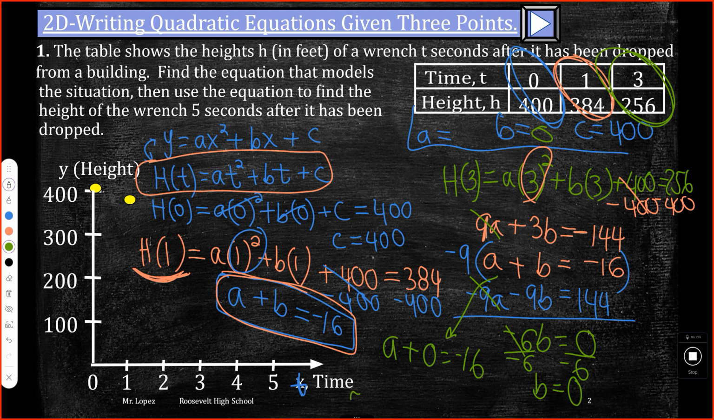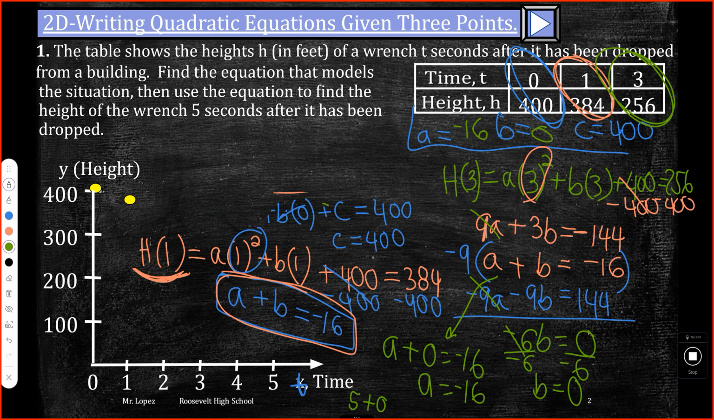What is 5 plus 0? So what is A plus 0? So I found A equals negative 16. I have my A, B, and C. I'm going to erase this over here so I can finish the problem.